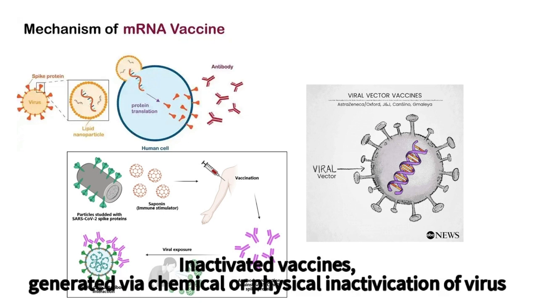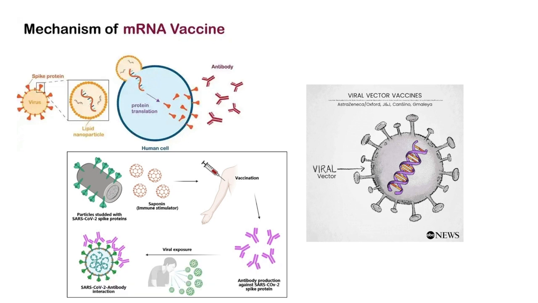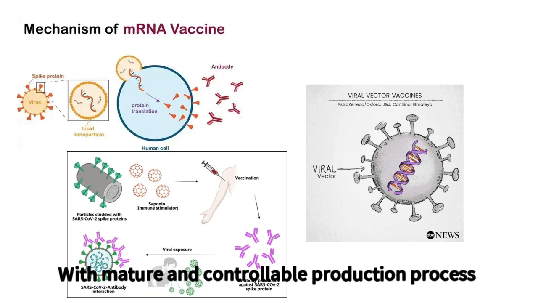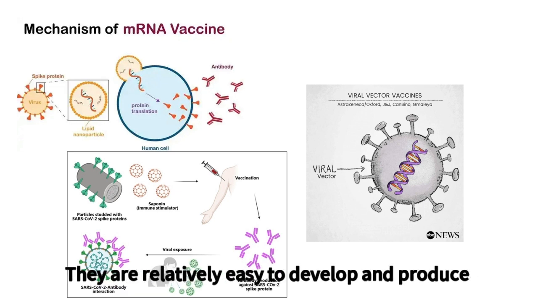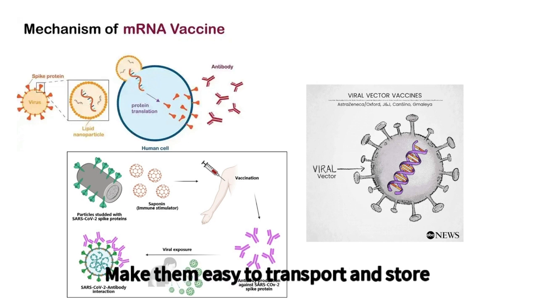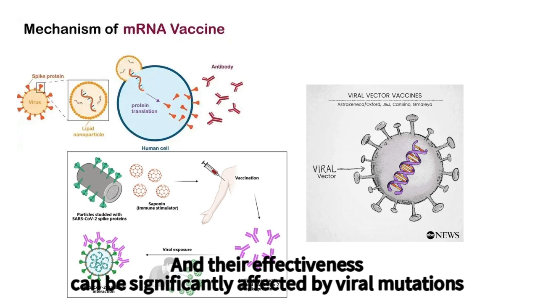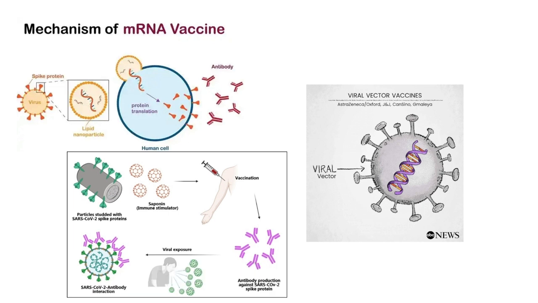Inactivated vaccines are generated via chemical or physical inactivation of virus. They are highly safe, especially for individuals with weak immune system, with mature and controllable production process. They are relatively easy to develop and produce. They can stimulate strong and broad immune responses and are thermally stable, making them easy to transport and store. However, they usually require multiple doses, and their effectiveness can be significantly affected by viral mutations.